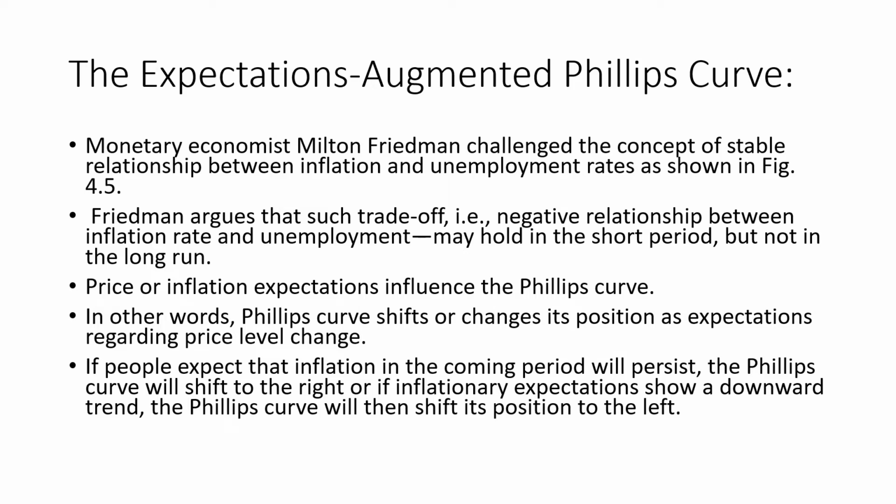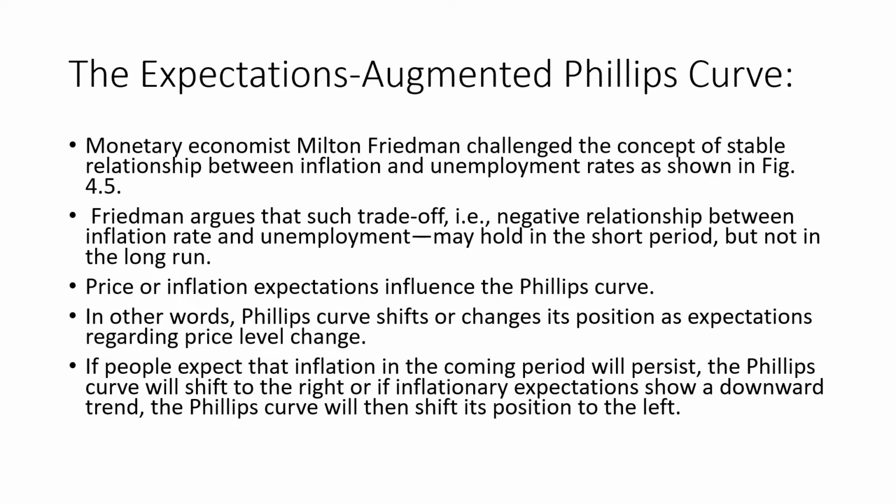Coming to the expectations augmented Phillips curve. With these new findings, what came into being is known as the expectations augmented Phillips curve, especially by the monetary economist, the father of monetarism, Milton Friedman. I hope everyone knows that. He was the one who challenged the concept of a stable relationship between inflation and unemployment, and he argued that such a trade-off, that means a negative relationship between these two variables, might hold in a short period, but that is not possible in the long run.